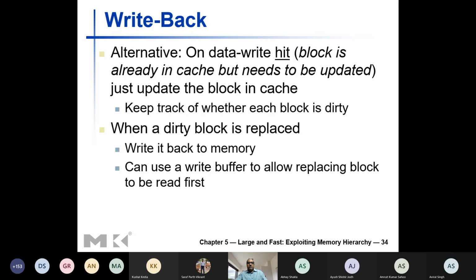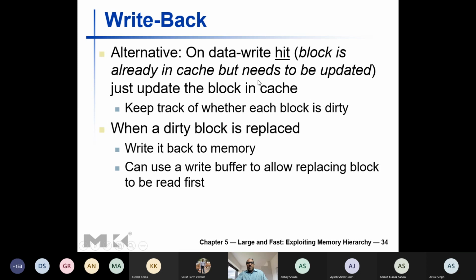There is another policy known as write back. So there are two things. One is the write through policy, without a write buffer, and the second one is write through using a write buffer. Then another one is the write back policy. Here, if you want to write something by the CPU, you first write into the cache, because that address is available.